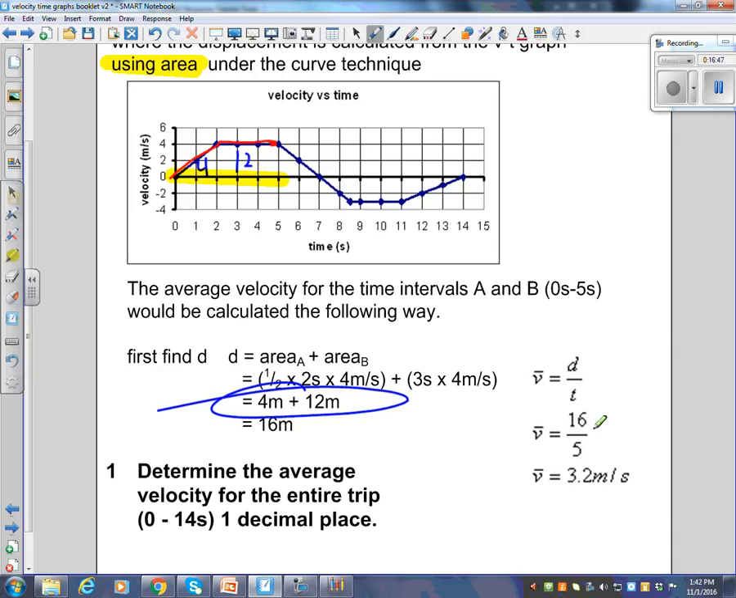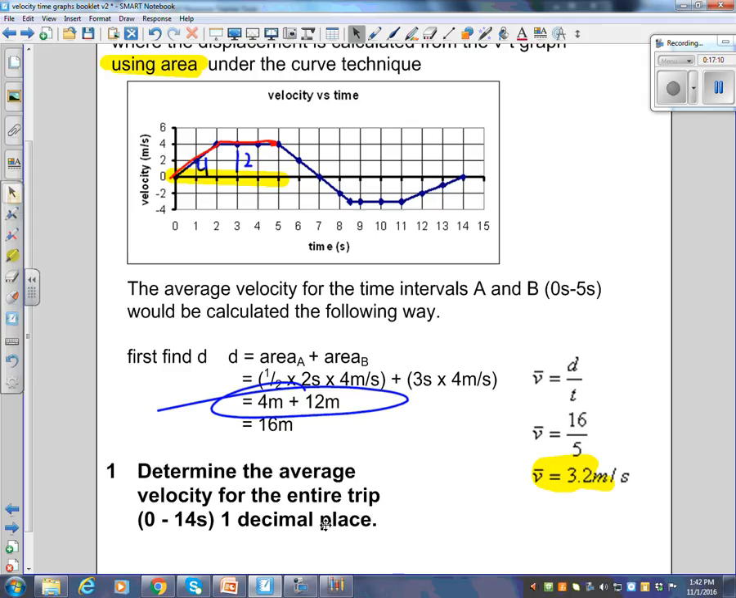Total time. 16 divided by 5 is 3.2, a little less than Lawson's estimate. What were the steps to find average velocity? Find the area, and then divide by the time. And so now I ask you this. Determine the average velocity for the entire trip to one decimal place.